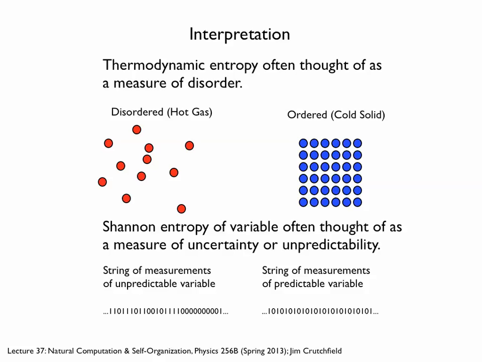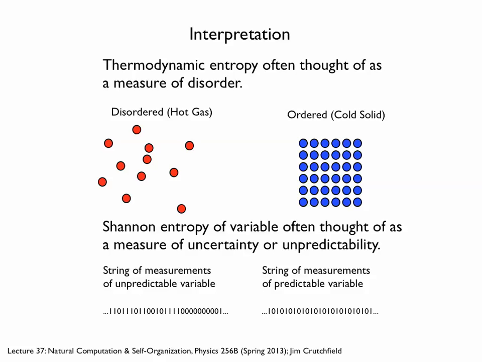So for comparison, we have this string of bits generated from a highly unpredictable random variable. In fact, a fair coin generates this, and that has a very high Shannon entropy, whereas the string of measurements here is entirely predictable. Hopefully you see it. I see an analog between the predictability and regularity of this string of measurements and the order of this solid, and an analog between the disorder of this gas and the unpredictability of this series of measurements. So it seems like we have an analog to Shannon entropy in thermodynamics here. And entropy is going to play a big role in thermodynamics.